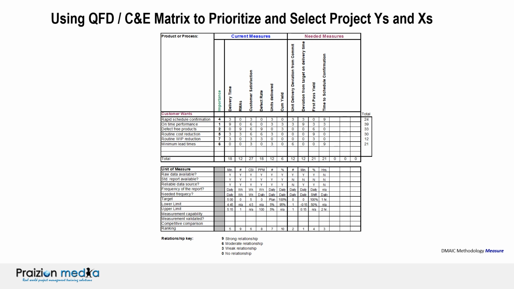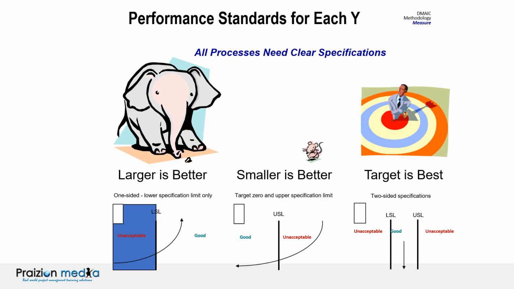This tool is called Quality Function Deployment, or QFD, or another name is C&E matrix. There are templates available within Excel, and also templates developed in other statistical analysis tools, but this is not a statistical tool, so mostly we rely on Excel, and the templates are available.